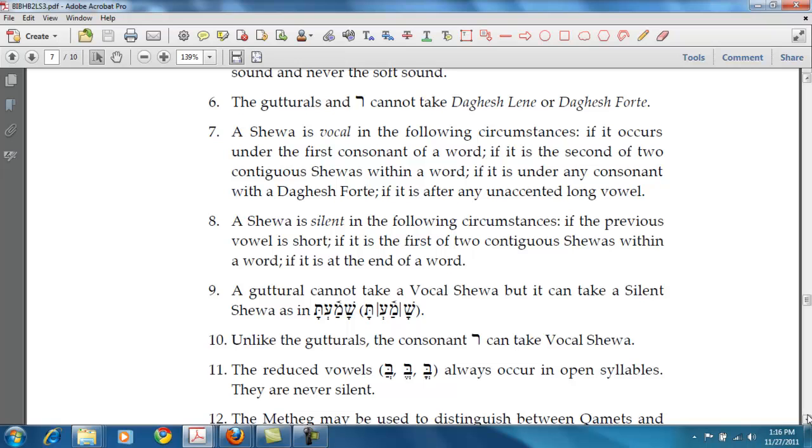Okay, remember the gutturals don't take a dagesh, but shevas can go under a guttural, and they are non-vocal. Unlike the gutturals, the resh is what they call a semi-guttural. It does act like the gutturals, but sometimes it doesn't. So unlike the gutturals, the consonant resh can take a vocal sheva, and it is vocal.